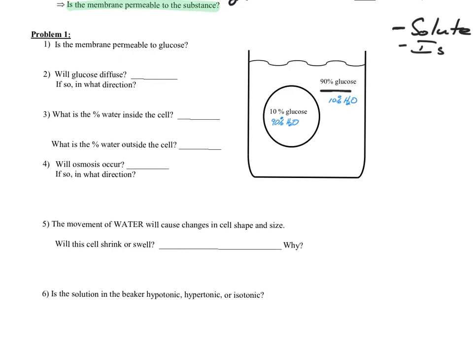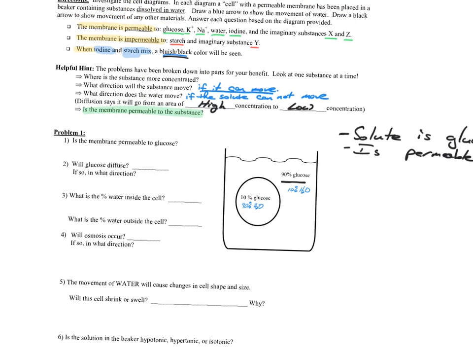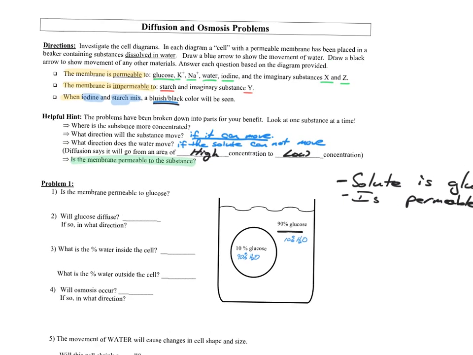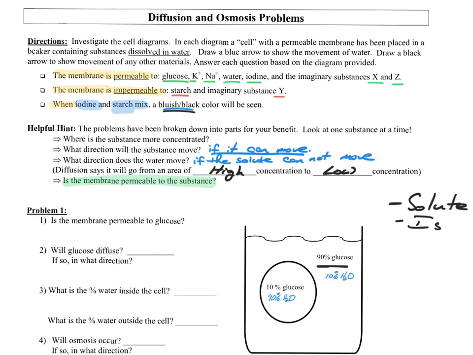All right, so the first thing is when we're dealing with this problem set, you'll notice that it says we're going to investigate these cell diagrams. And the cell is either permeable, we're going to put the cell in a beaker and the membrane is permeable or not permeable to whatever this solute is. We'll see what I mean by that in a second.